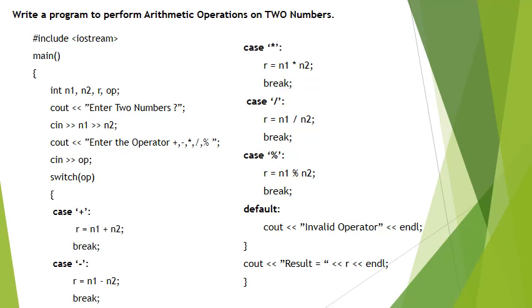Suppose the operator given is not plus, minus, star, slash or modulus, then the default will be executed. That is, it will print that it is an invalid operator. After that, the result will be printed. Okay.